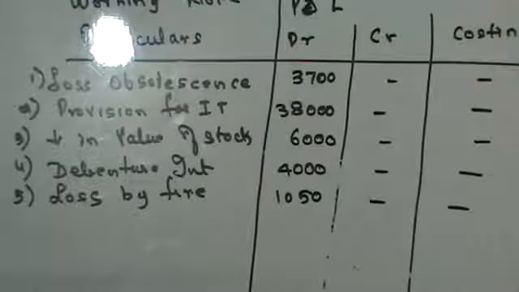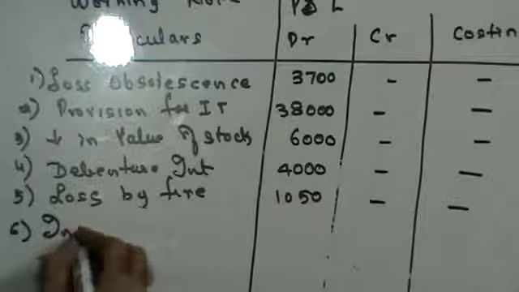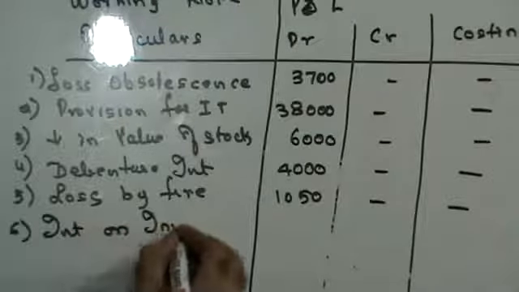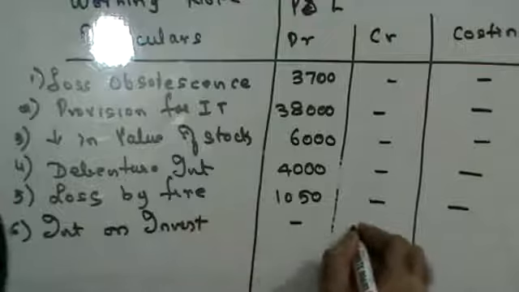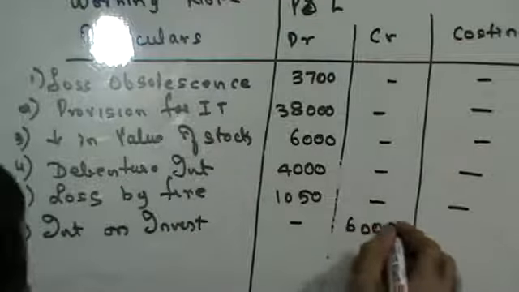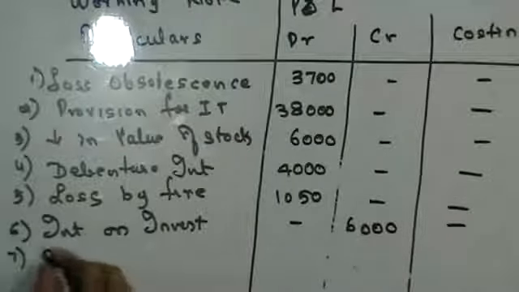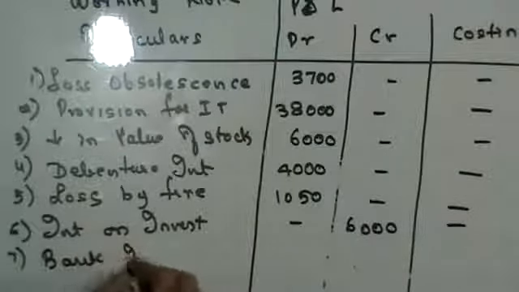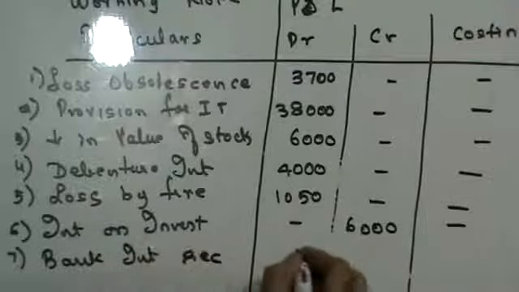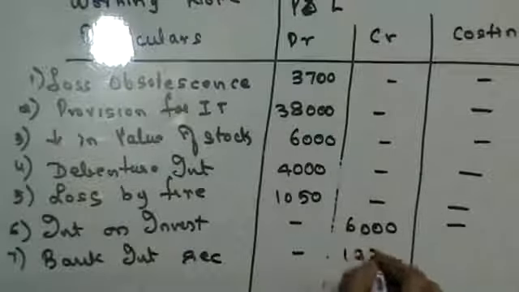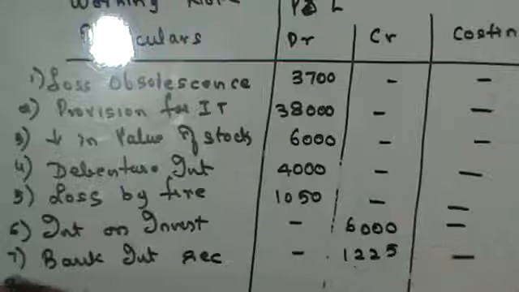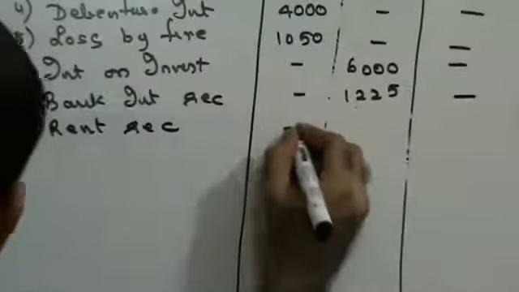Right? Next, you have interest on investment. You must have received an interest. That's a credit side entry, 6,000. Bank interest and transfer fees received. Bank interest received, amount is 1,225. Next, rent received. Rent received, income 2,000.